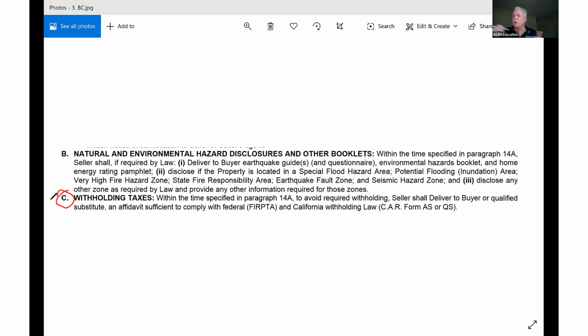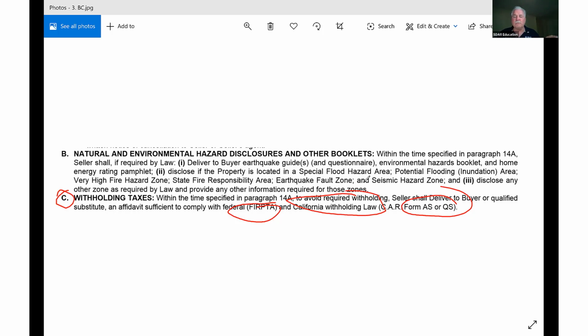Okay, so let's take a look at my withholding taxes. So within the time specified in paragraph 14A, remember seller's time period, 7 days, to avoid required withholding, because it is the law in California, seller shall deliver to the buyer or qualified substitute. Okay, so who's my qualified substitute? Usually the person like the escrow or the title company, qualified substitute, an affidavit sufficient to comply with federal FIRPTA, and guess what? There's also a California withholding law, and that's going to be my AS or my QS. So my AS form is part of the FIRPTA that you normally used to see. They used to be on the same form. Now we've bifurcated them. That's a big legal word.